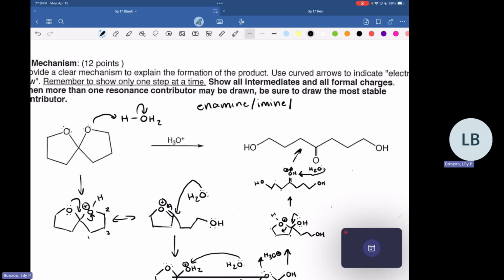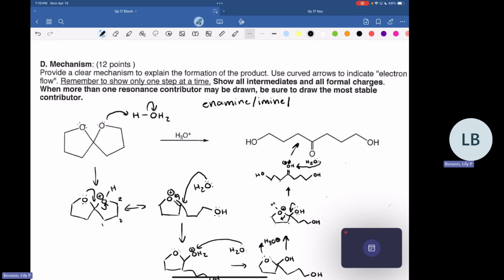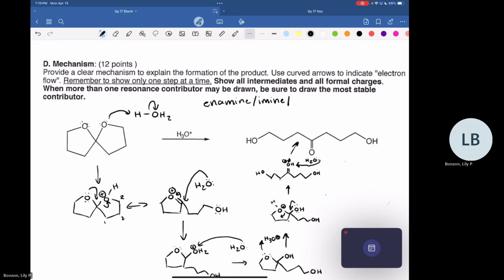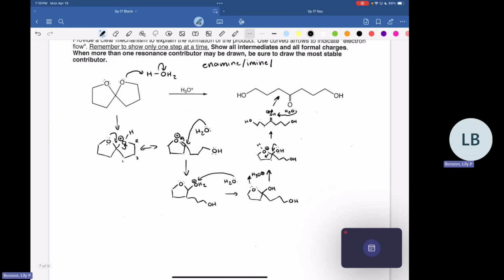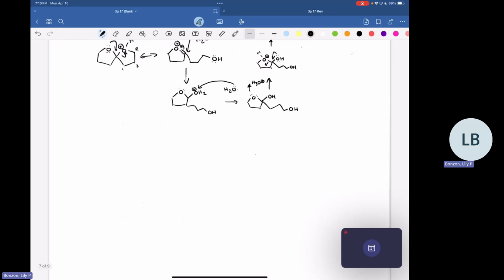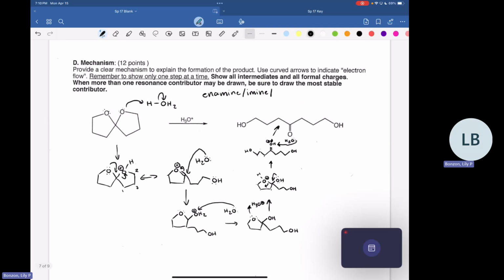Yeah, so honestly with this one, I feel like this exam is a bad example of mechanism because this just seems too easy compared to the enamine and the acyl substitution. This one is just hydrogens and oxygens, you know? Whereas you might see something a bit more complicated. So hopefully the exam that we go over tomorrow will be a better example.